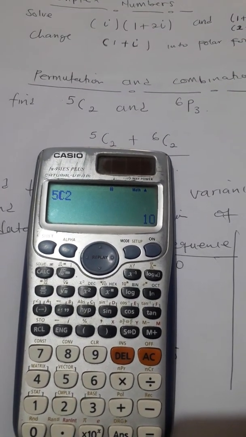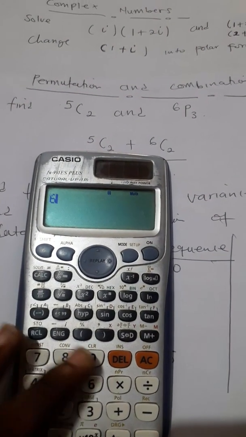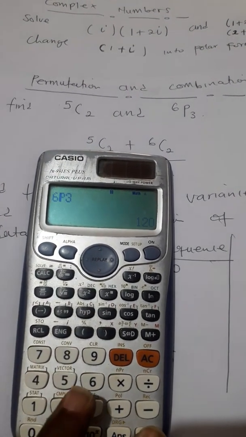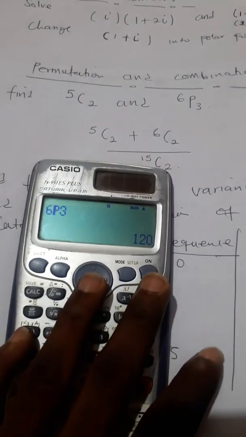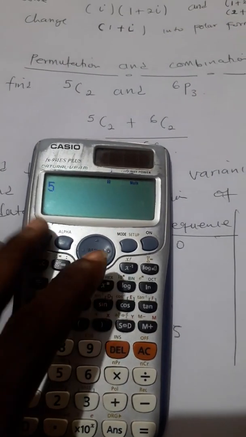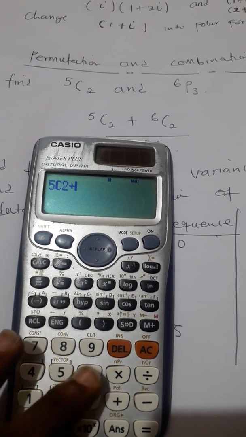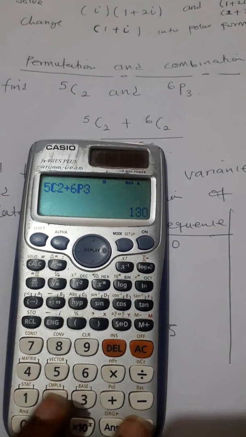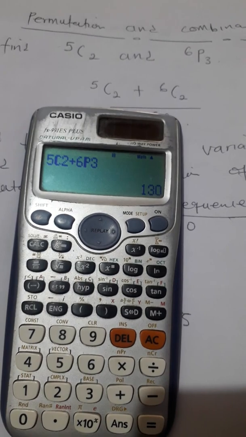This will give me 10. We are done. Let's say I want to do 6 permutation 3. I press 6, then permutation, 3, and that is 120. All this is okay. So let's say I want to do the addition of them. I have 5 combination 2 plus 6 permutation 3. This is 130. This is okay, right? So this will save you a lot of time.